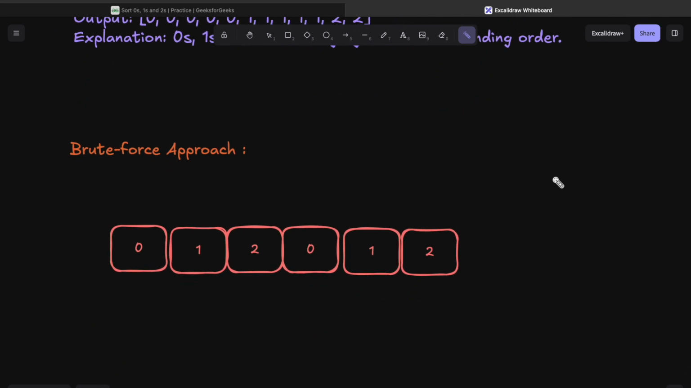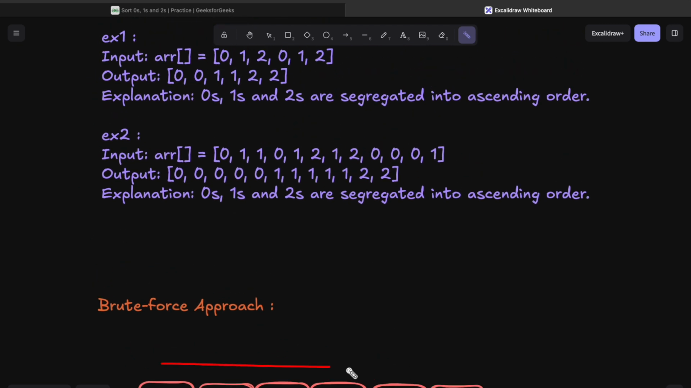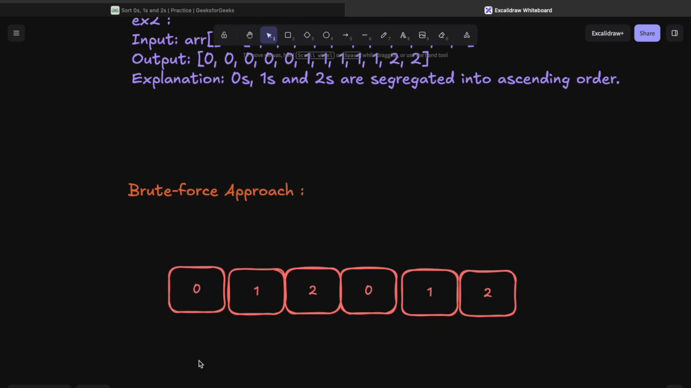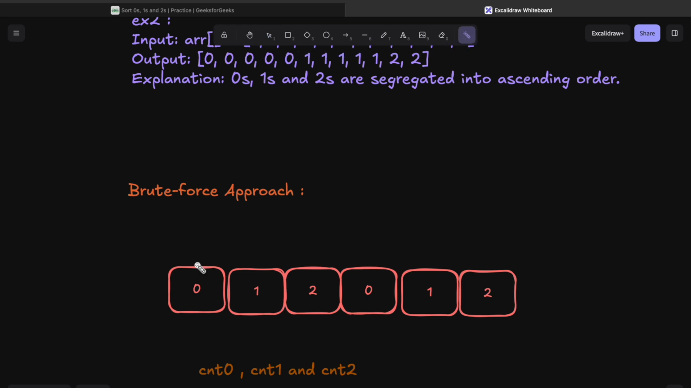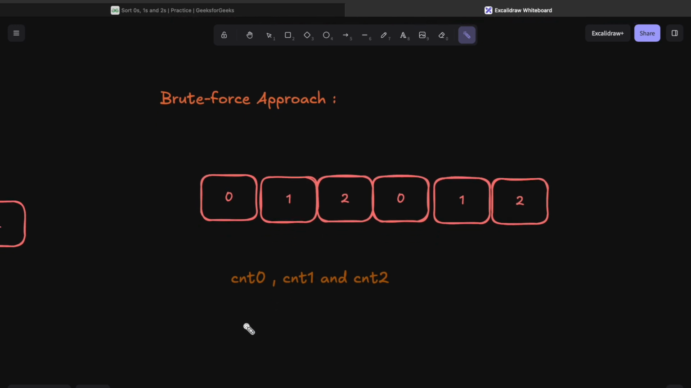So we can take up the brute force example. I have taken the same example over here. One approach which comes to my mind immediately is I can maintain a count of zero, a count of one, and a count of two. I can traverse the entire array and maintain all the counts of zero, one, and two, right? So yeah, this is going to be quite an easy approach.